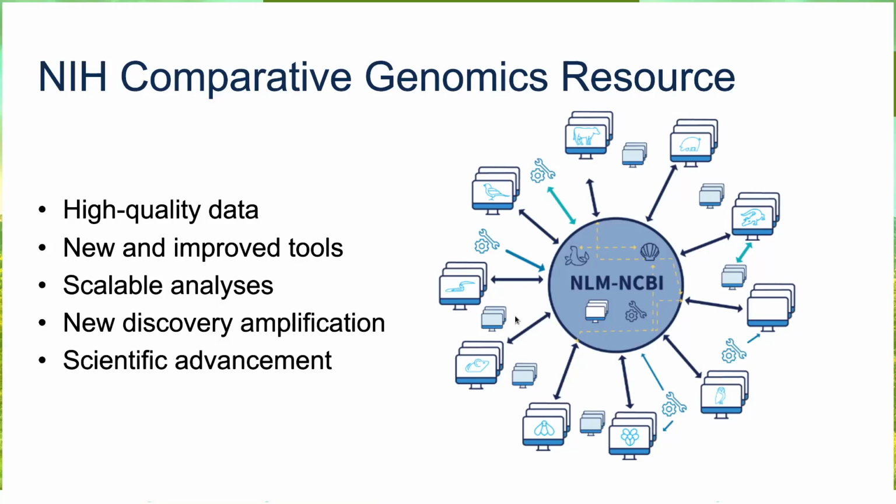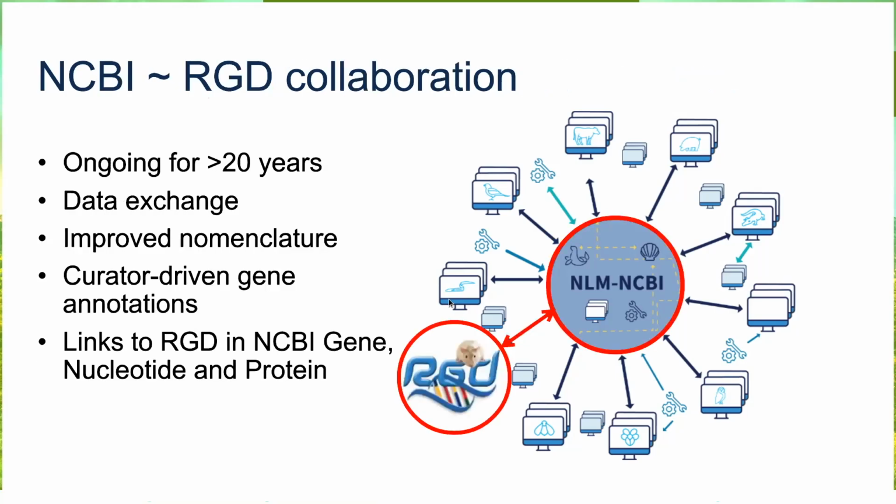What does all of this have to do with rat genomics? Well, as I was saying, CGR facilitates comparative genomics analyses through collaboration between the genomics community and NCBI. And one such collaboration is between NCBI and RGD. NCBI and RGD have an ongoing collaboration that goes back over 20 years, way before my time. Over this time, NCBI and RGD have developed mechanisms that enable us to efficiently exchange large amounts of genomic data and utilize that towards improving nomenclature and gene annotations.